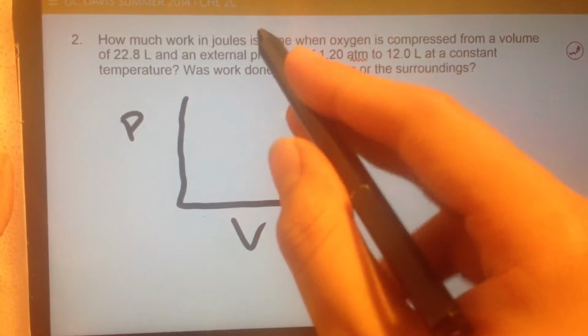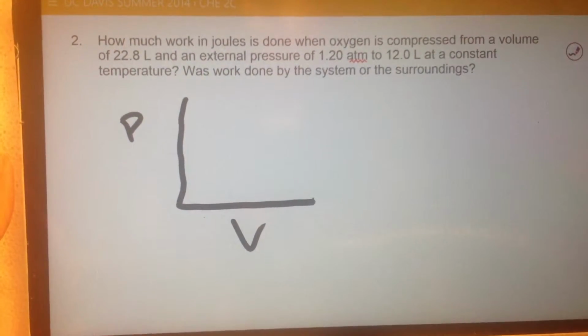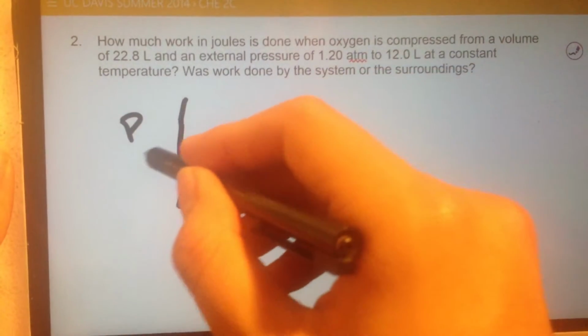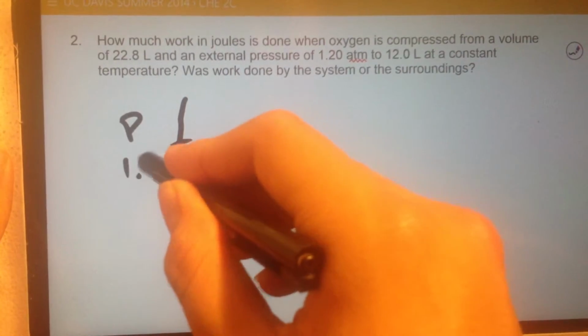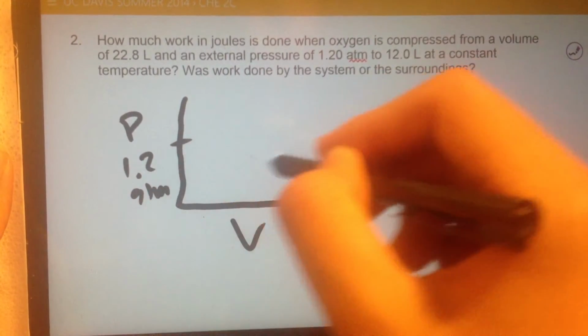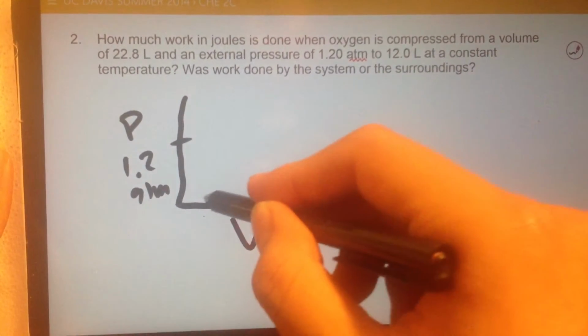So problem number 2 is asking how much work in joules is done when oxygen is compressed from a volume of 22.8 and external pressure of 1.2 to 12.0 liters at constant temperature. I'm assuming it's also meaning at constant pressure because it's external pressure, and so pressure isn't really changing. So what we have is basically 1.2 atm, and we have a change in volume right here.